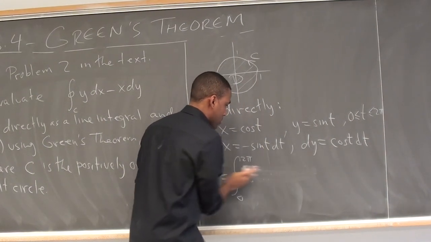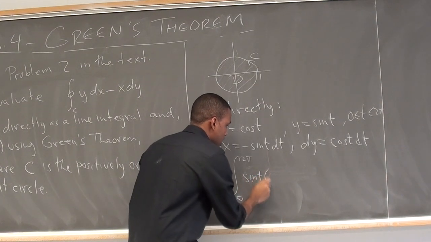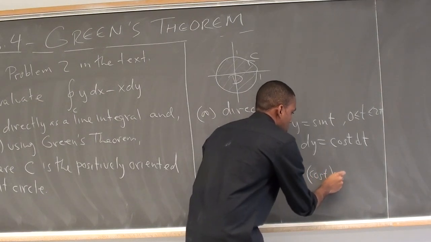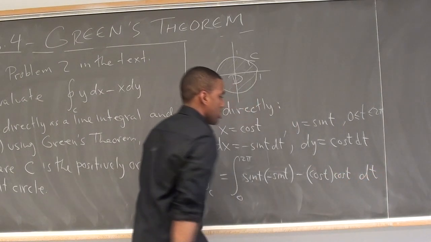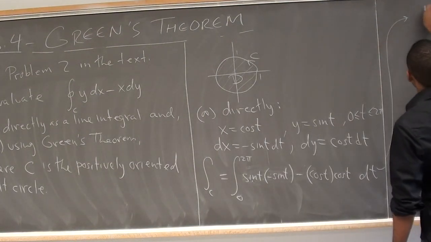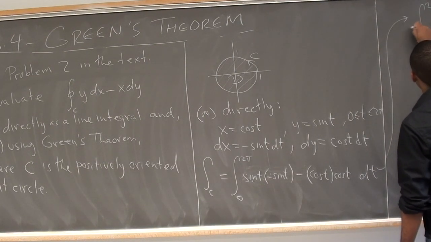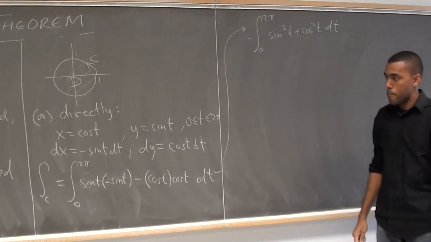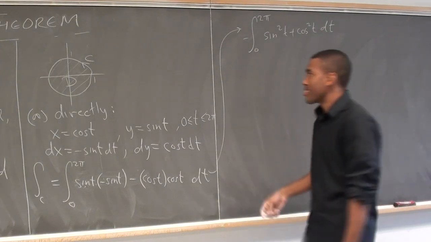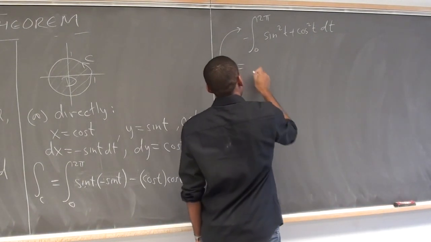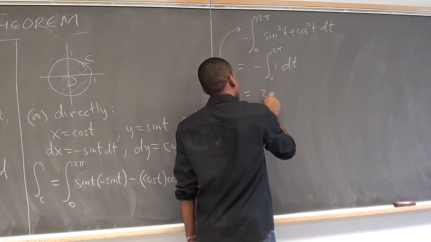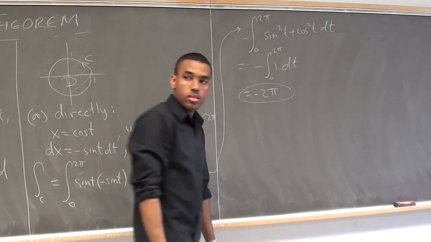Let me write it out so you guys can see. So this is sine t times minus sine t, minus cosine t times cosine t. You can factor out dt and put it at the end. So this is the integral from 0 to 2 pi of minus sine squared plus cosine squared. How do you integrate that? Right, it's 1, don't be using the double angle formula or anything. That's just 1. Which gives you minus 2 pi. That's the answer.